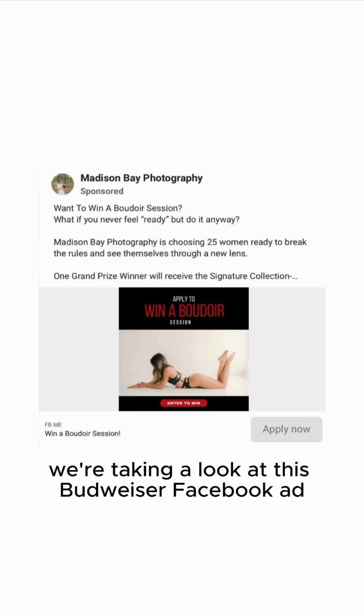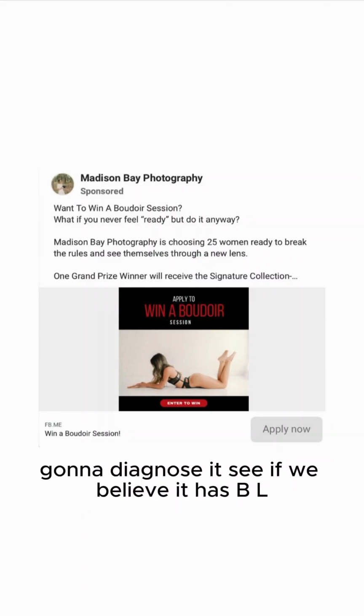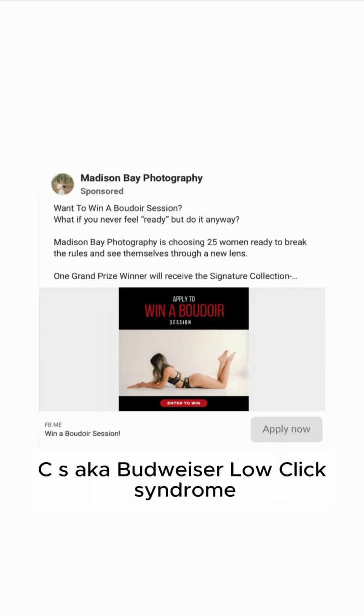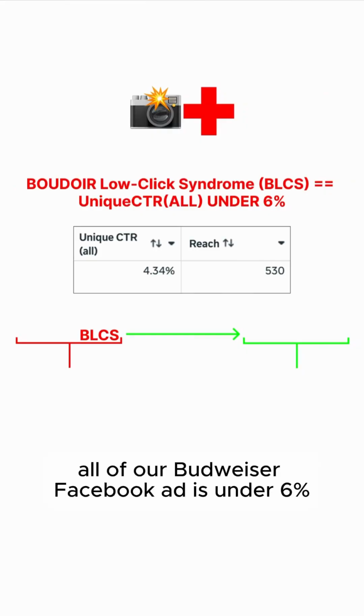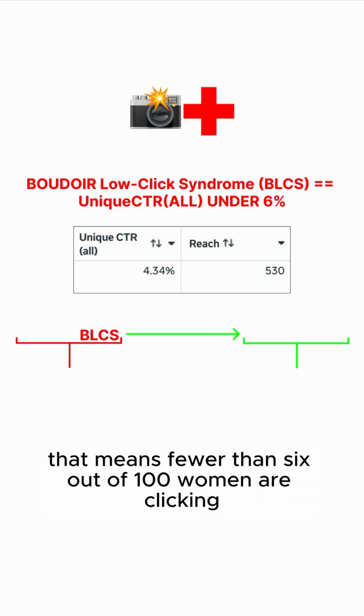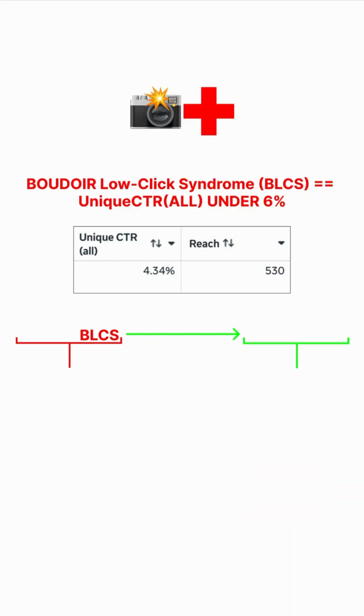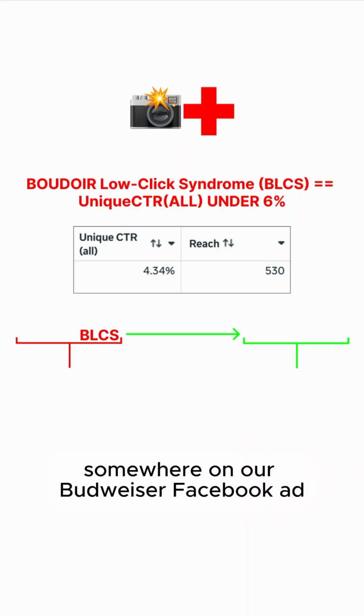All right, y'all, we're taking a look at this Boudoir Facebook ad. Going to diagnose it, see if we believe it has BLCS, aka Boudoir low click syndrome. So, Boudoir low click syndrome, aka BLCS, is when the unique CTR of our Boudoir Facebook ad is under 6%. That means fewer than 6 out of 100 women are clicking somewhere on our Boudoir Facebook ad.